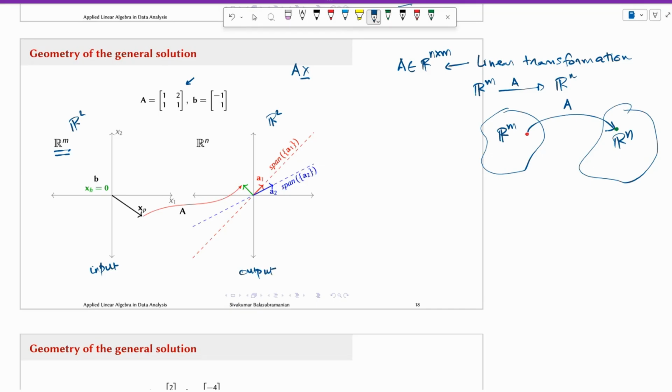Output space. Right? And A essentially does this mapping. Now, if I take an element from here, essentially this point, that is an element from R2 or Rm, and if I do AX, it will produce this element. In fact, this element is 3 minus 2. That was the solution to this.